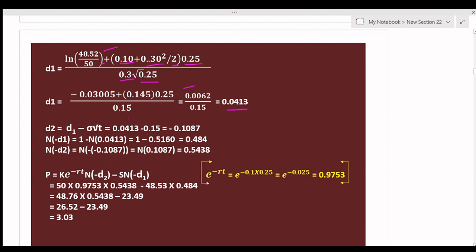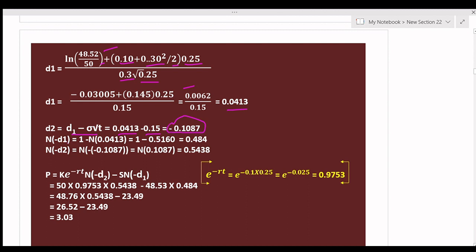Now from this equation you calculate d1, which is equal to 0.0413. Now d2 is equal to d1 minus sigma root T, that is 0.0413 minus 0.15. It comes to negative 0.1087.